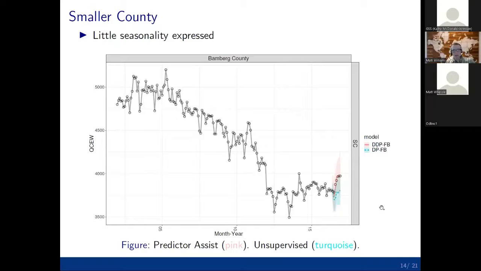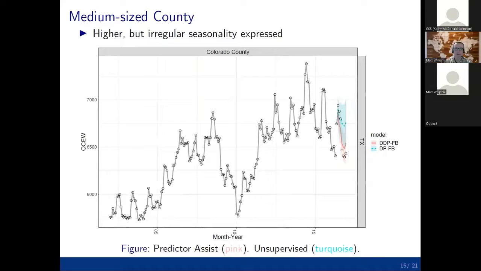And there's some seasonality, it's a little irregular. And we're going to compare the predictor-assisted one, where we use those covariates to inform the clustering, versus just an unsupervised clustering. And we see it makes a difference. This pinkish color is tracking much better. It's forecasting much better than without. Okay, let's look at another example here.